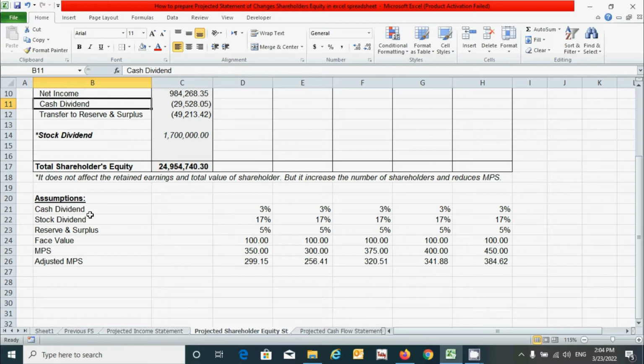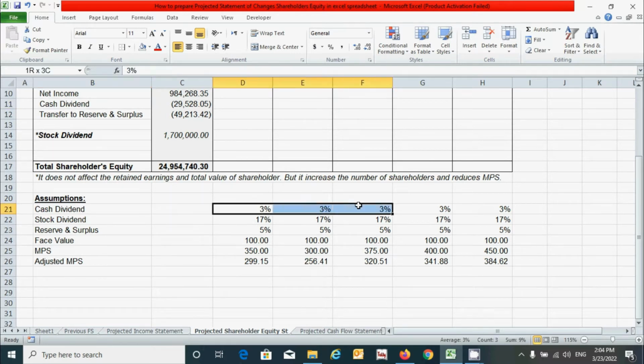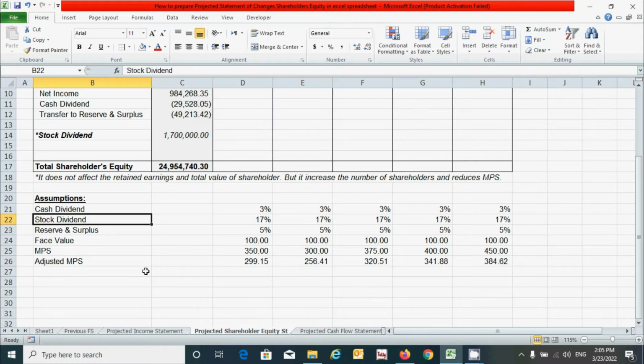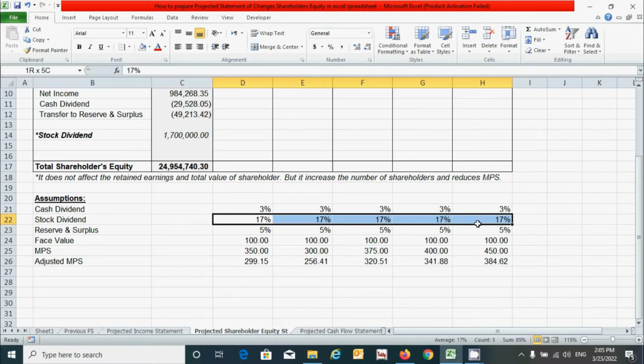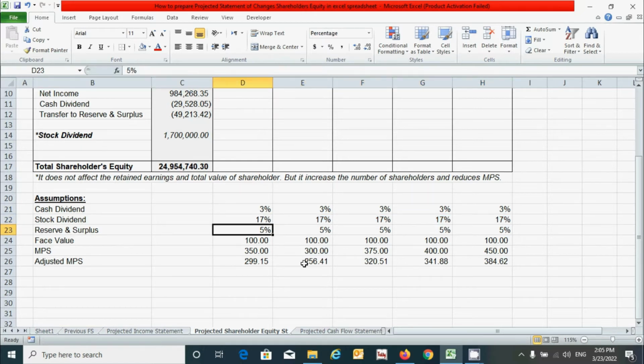So first, the cash dividend. The percentage of cash dividend is constant 3% for the next 5 years, and it can be calculated on net income. Second, stock dividend. The percentage of stock dividends is also constant 17% for the next 5 years, and it can be calculated on previous common stock. Third, reserve and surplus. The percentage of reserve and surplus is constant 5% as well for the next 5 years, and it can also be calculated on net income.